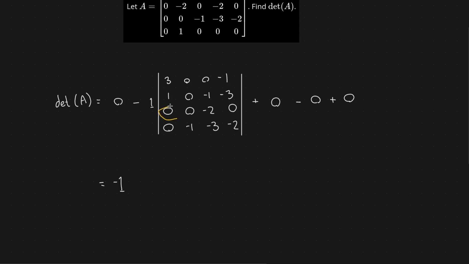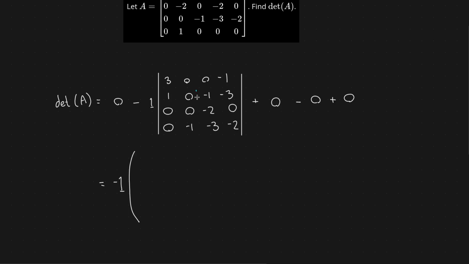So I have 3 zeros in the third row. I also have 3 zeros in the second column. I think I'm going to expand along the second column just because I have a smaller number. Smaller numbers are also nice to work with. Okay, so I'm going to expand along the second column.